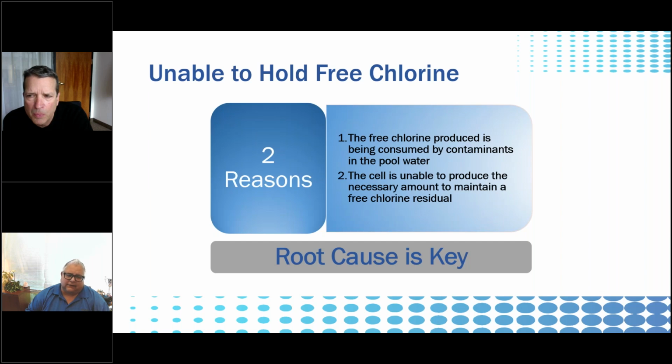When you start saying, I can't hold free chlorine in the water, it's one of two root causes. Number one, you're making plenty of chlorine, but it's being consumed by contaminants in the pool water. That's what we call chlorine demand. We're going to talk about that in just a second. Number two, the cell itself is unable to produce enough chlorine to keep up with your regular bather demand that happens in your pool. So it's going to be one of those. You're either making plenty of it, but you've got so much garbage in the pool that you can't keep up with it, or you're just not making enough in the first place.